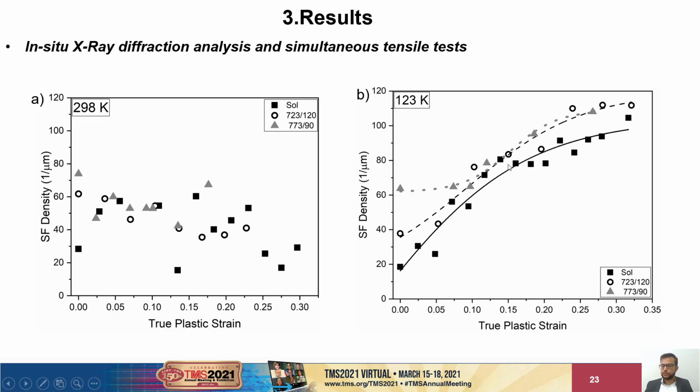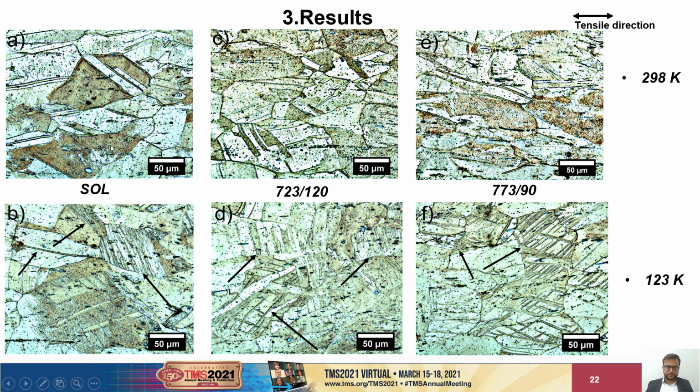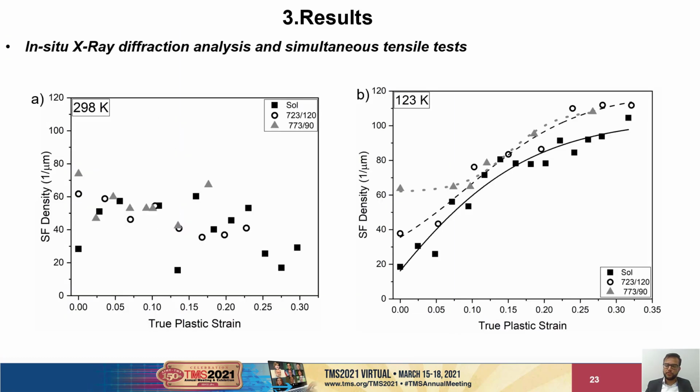And so as the stacking fault density is directly related to the density of twins, we can infer that the higher the stacking fault density, the higher the density of twins. And we can see this here. We can see that for the test performed at cryogenic temperature, the density of twins tends to be higher than the density of twins of the test performed at room temperature. So this is another indication that at cryogenic temperature, the main deformation mechanism operating is the mechanical twinning.